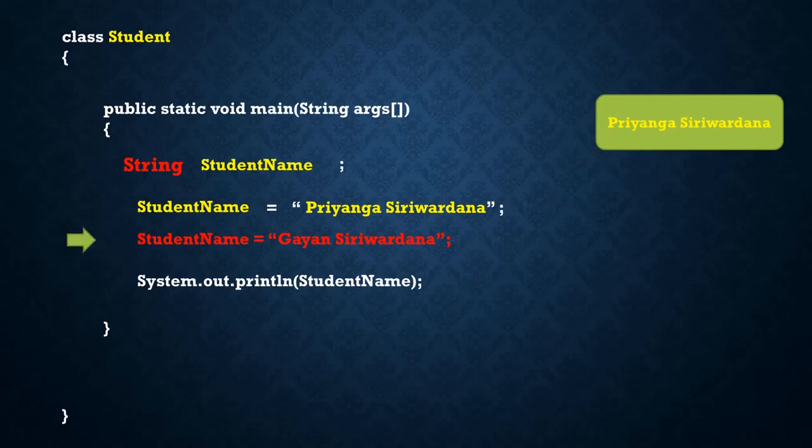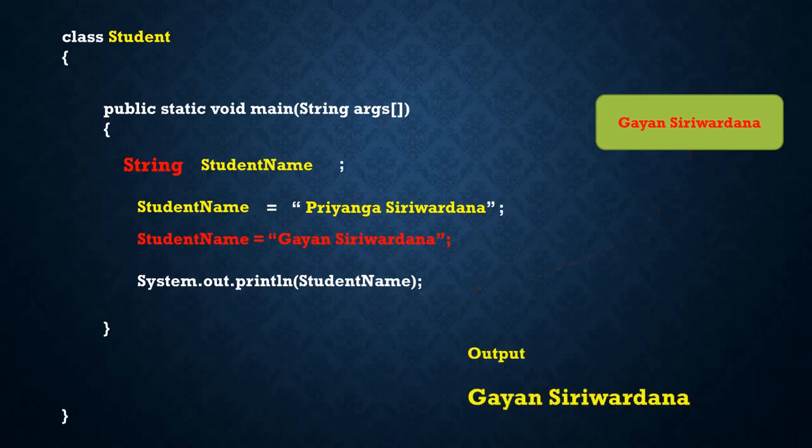And I'm coming to the next line. What happened? Again initialize. And then it also goes to the same memory location. Now you can see the previous value will be overridden by the new value. And when I'm accessing the variable value, it will give the new value, not the old value. Look at this. It gives the printout as Gayan Sirivardhana.